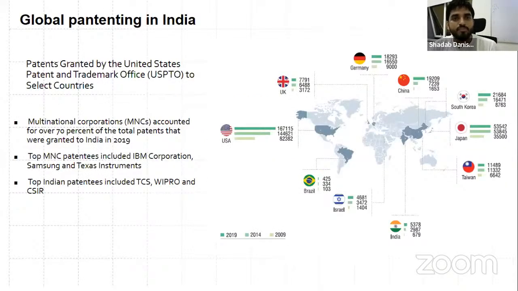If you look at global patenting in India, you will see how foreign countries are filing more in India. In India, almost 70 to 80% of the patents are being filed by foreigners, non-residents, not by Indians. By Indians, at the Indian Patent Office, only 25 to 30% of patents are being filed. This also shows that in innovation terms, we are really far behind compared to other countries. And the reverse is true in China.